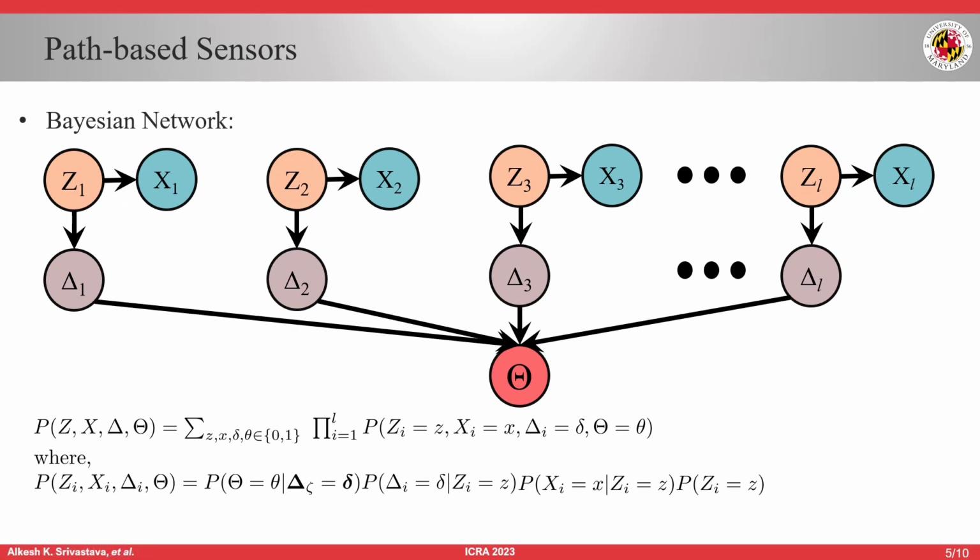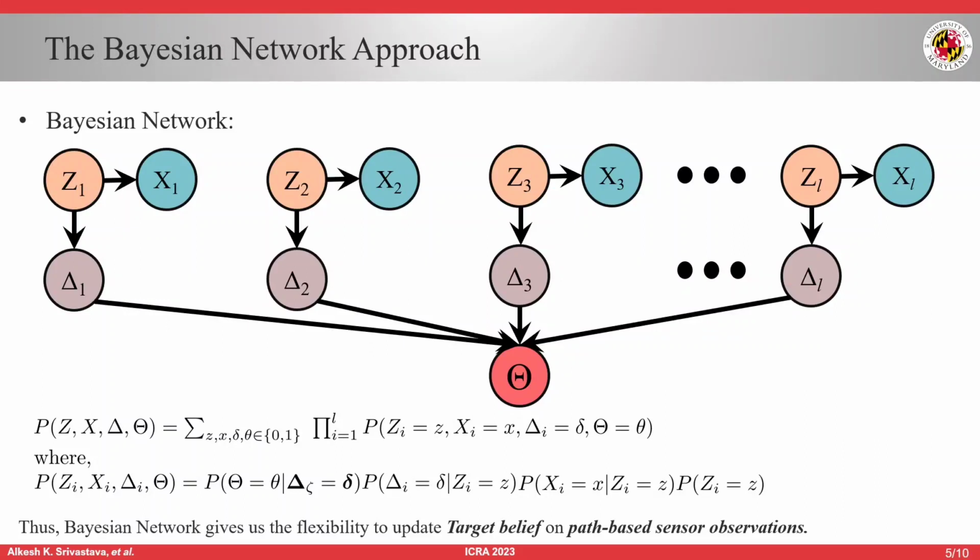Now, the Bayesian network provides us the flexibility to update target belief based on path-based sensor observation. This was not done in many of the previous works in a similar domain. Whenever we had the destruction of a robot, we were not updating anything about the target. But because there exists a correlation and we can model this knowledge of correlation using a Bayesian network, we can update the target belief map based on a path-based sensor observation, which is really, really useful in this particular case.